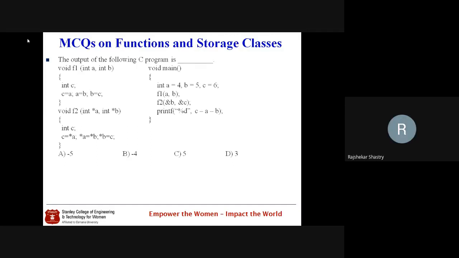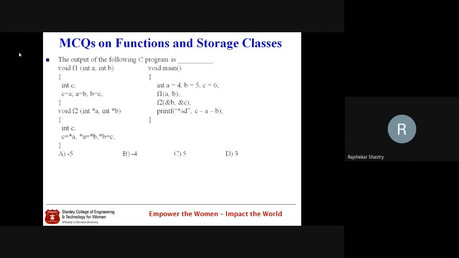Excellent. Observe carefully. There are two versions, F1 and F2. The logic of F1 and F2 is the swapping logic we implemented in both. But the F1 version is a call by value swap, and we all know very well swap will not take place. So after calling F1 by passing A and B, no change will take place in the values of A and B. A remains 4, B remains 5.